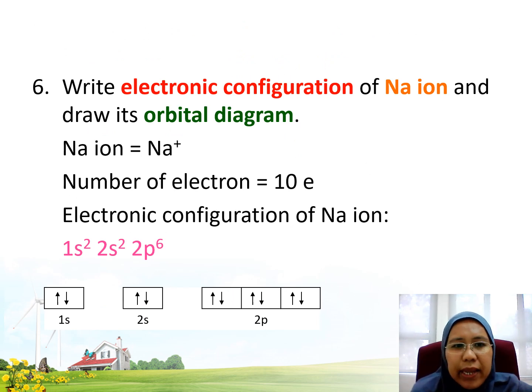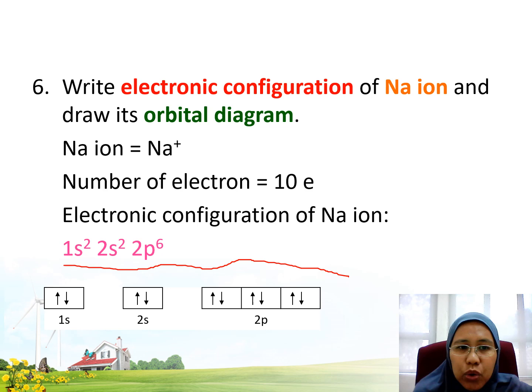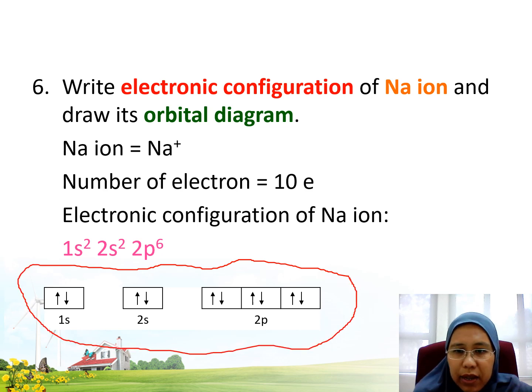Next question is, write the electronic configuration of sodium ion and draw its orbital diagram. We know that the sodium ion, the formula is Na+ because 1 electron moves out. So the number of electrons is only 10. The electronic configuration is 1s2, 2s2, 2p6. Here, you can see that the orbital diagram is shown at the bottom of the slide.